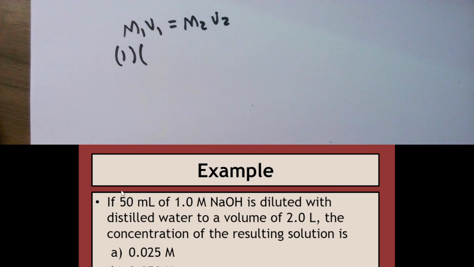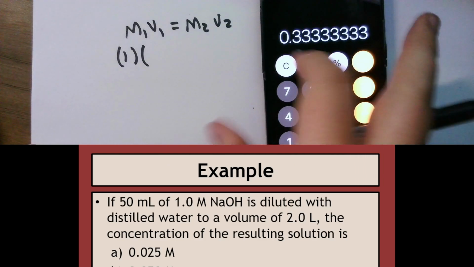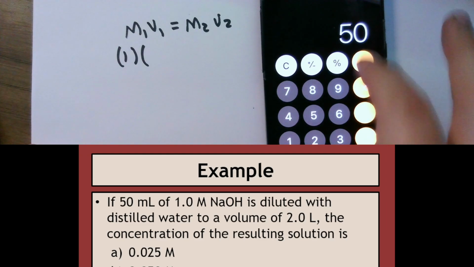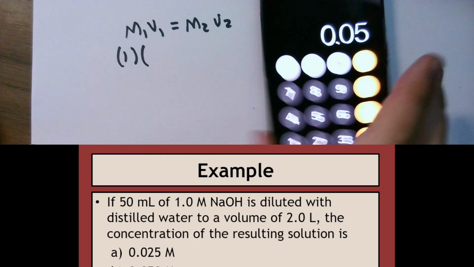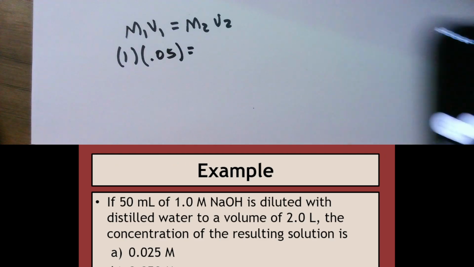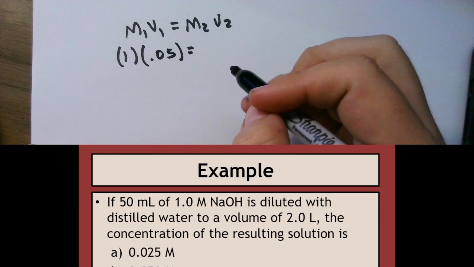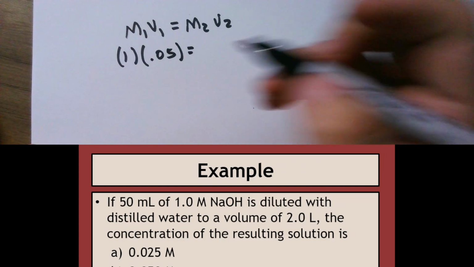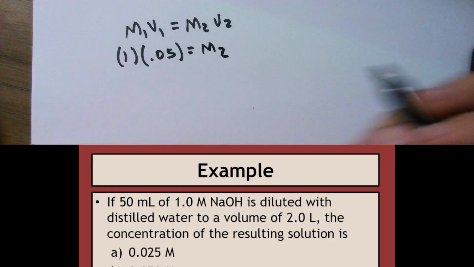So I either need to turn this into liters or turn this into milliliters. I'm just going to turn this 50 milliliters into liters because that's the one I'm more used to doing. But you could totally get the exact same answer if you just turn 2 liters into 2,000 milliliters. 50 milliliters, to turn something into liters, you just divide by 1,000. So you can probably do it in your head, but it doesn't hurt to put it in your calculator. To get 0.05. M2 is my new molarity, and the concentration is what I'm looking for.